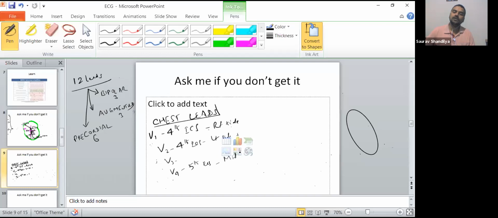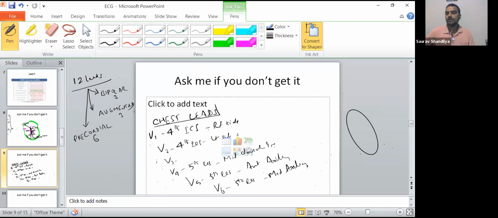mid clavicular line, it should come. Okay. V5, again fifth intercostal space, anterior axillary line. V6, fifth intercostal space, mid axillary line. Okay. V3, I think it is between V2 and V4. To draw the diagram, as I told you, like this. Okay. V1, V2, V3, V4, V5, V6.